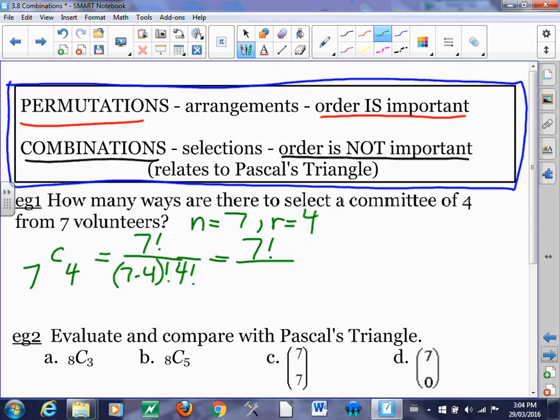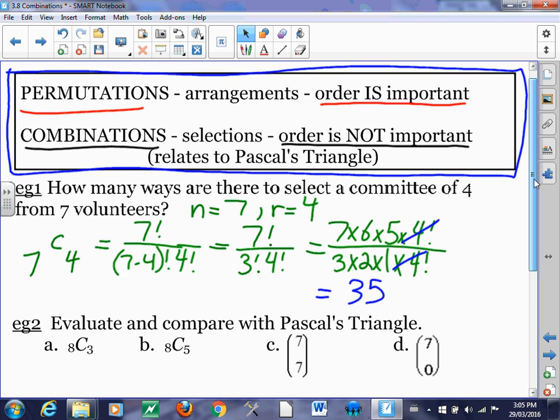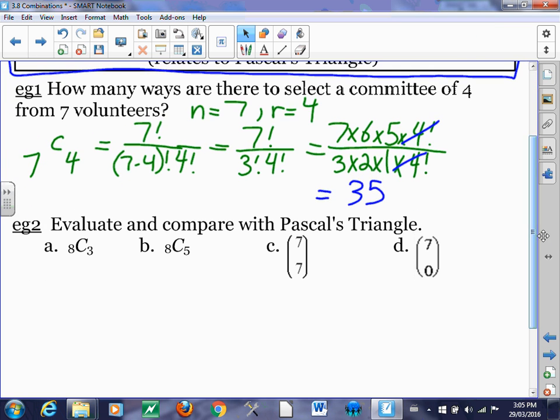So 7 factorial over 3 factorial, 4 factorial. And then if you want to cancel out, 7 times 6 times 5 times 4 factorial, all divided by 3 times 2 times 1 times 4 factorial. What's going to happen to those 2 4 factorials? They're going to cancel out, okay? And you should have an answer of 35, okay? All right? Cool. Let's practice with your calculator and make sure that you can answer these, and then we're going to use Pascal's triangle. Okay.